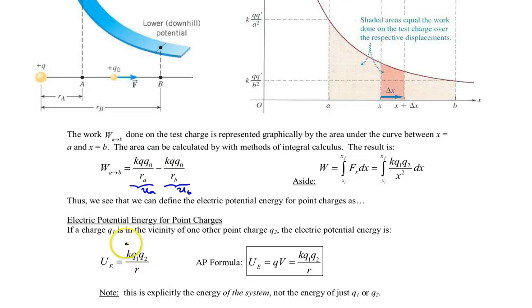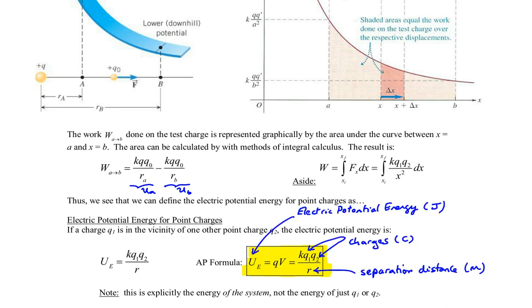So you'll see written down here the electric potential energy of a two-charge system, Q1 and Q2, at a distance of r apart from one another is given by this expression. On the AP formula sheet, it is written this way. Note that this is the energy of the system. It's not just the energy of, say, Q1 or just Q2. It's the energy of the two-charge system.